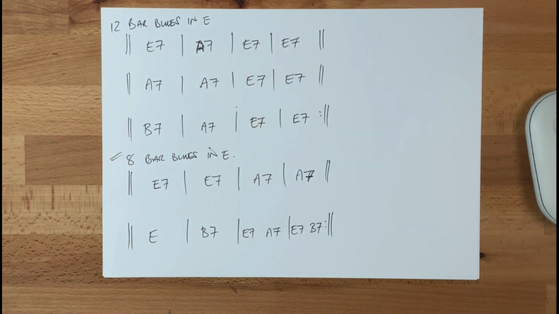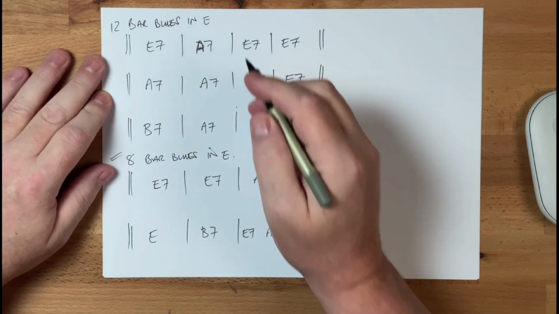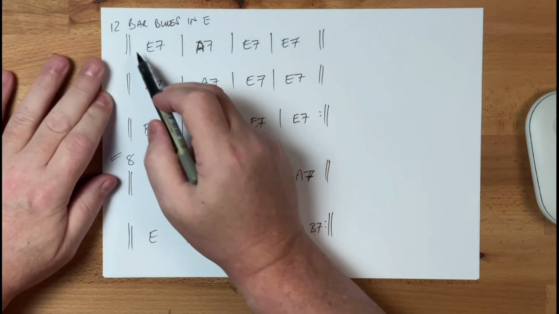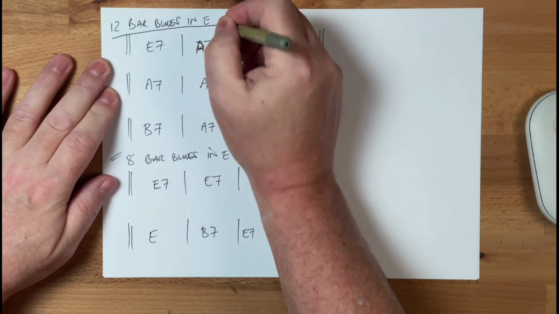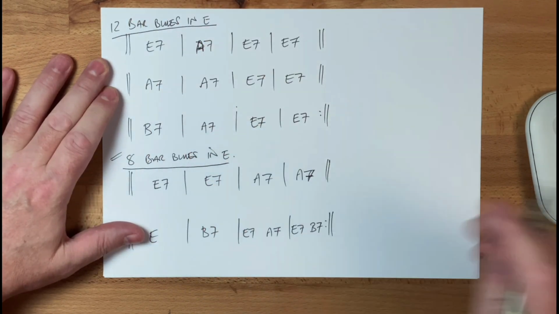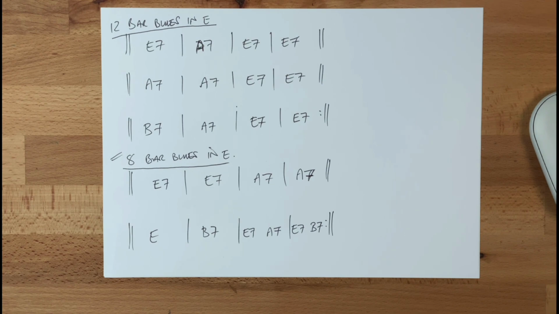Right, so let me just show you something here. What we have is the two main forms for blues. So we've got the 12-bar blues, and then we've got the 8-bar blues there.